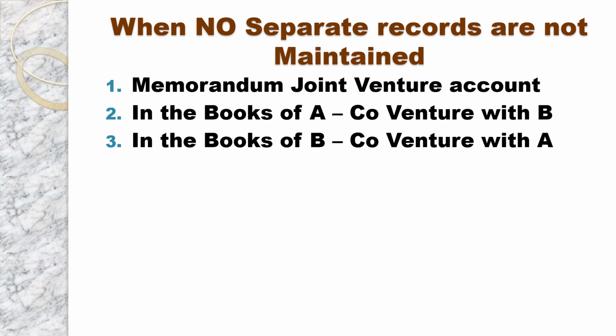So the term memorandum here means just providing information about accounting treatments, and it has no accounting function. Memorandum does not have any accounting function, and it does not serve as a balance sheet account. So please keep this in mind. It is just used to record the information. That is why it is called memorandum joint venture account. And then in the books of A, we need to prepare co-venture with B. In the books of B, we need to prepare co-venture with A.